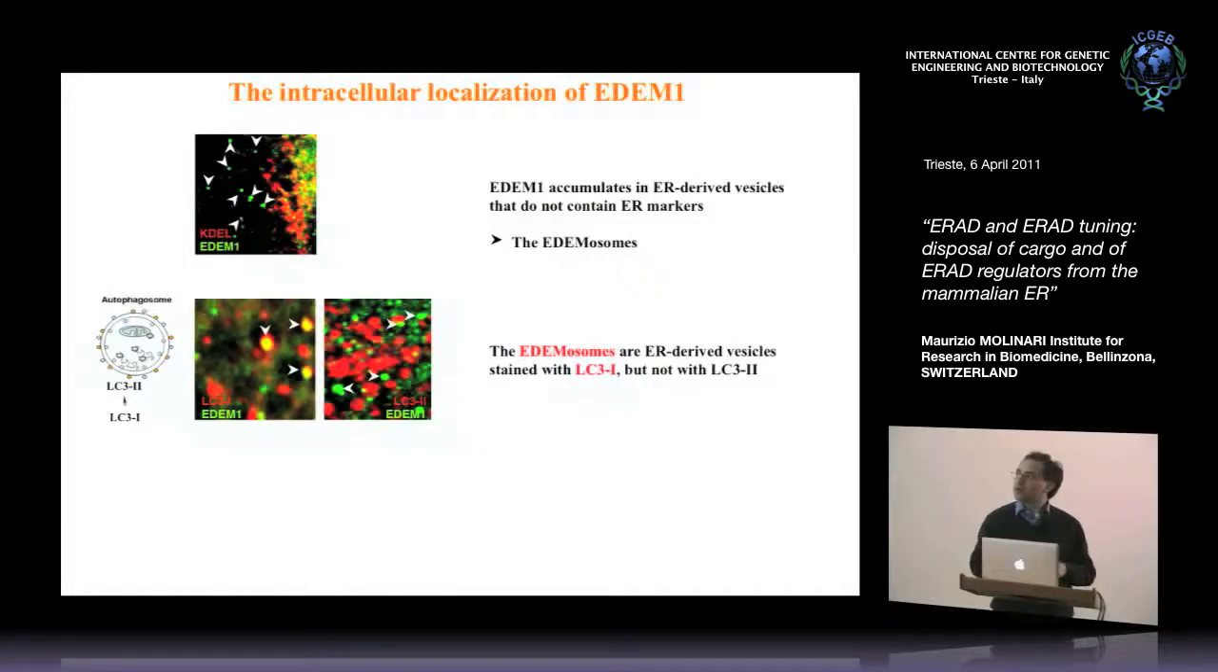So LC3-I, when we did this study, was considered a cytosolic precursor of LC3-II. LC3-I is in the cytosol, and when autophagy is activated, LC3-I binds to the membrane of the autophagosome covalently. It covalently binds to phosphatidylethanolamine, which is a lipid in the membrane of autophagosomes. We found that LC3-I is not only in the cytosol, it is also associated with vesicles, these ones, that contain EDEM.